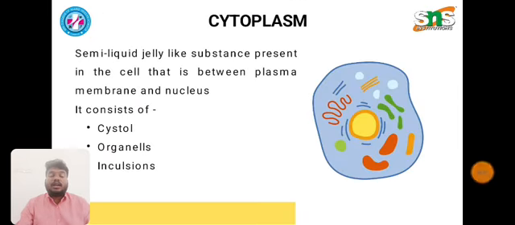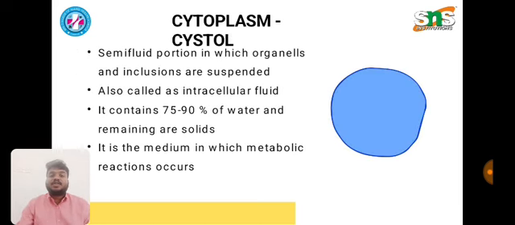So let us go to the cytoplasm. Cytoplasm is a semi-liquid, jelly-like substance present in the cell between the plasma membrane and the nucleus, and it mainly consists of cytosol, organelles and inclusions. The cytosol is a semi-fluid portion in which the organelles and inclusions are suspended, also called intracellular fluid. It contains about 75 to 90% water and the remainder are solids. It is a medium in which metabolic reactions occur.